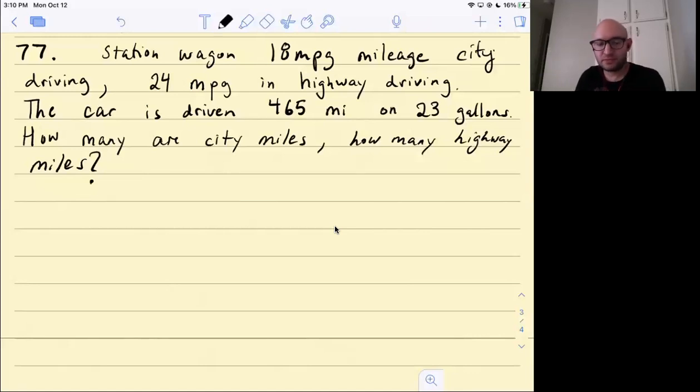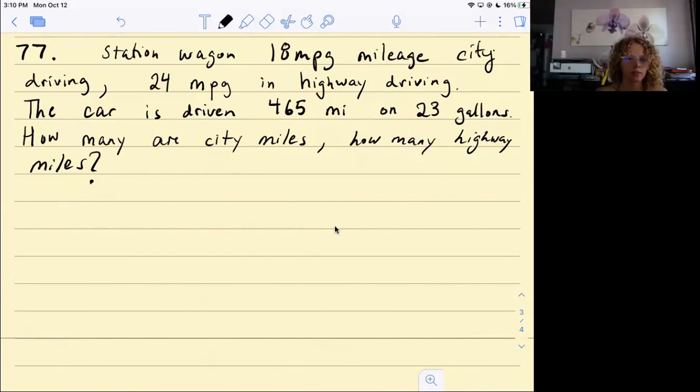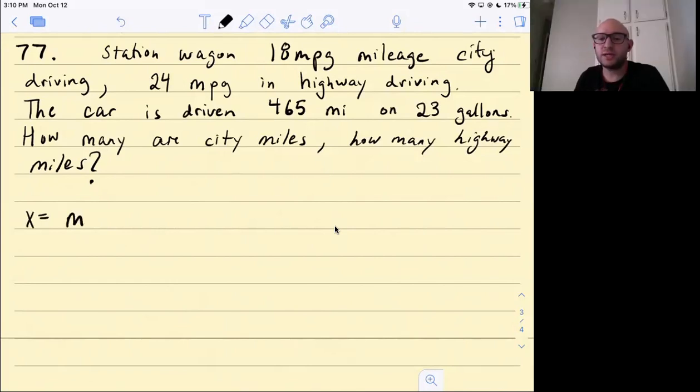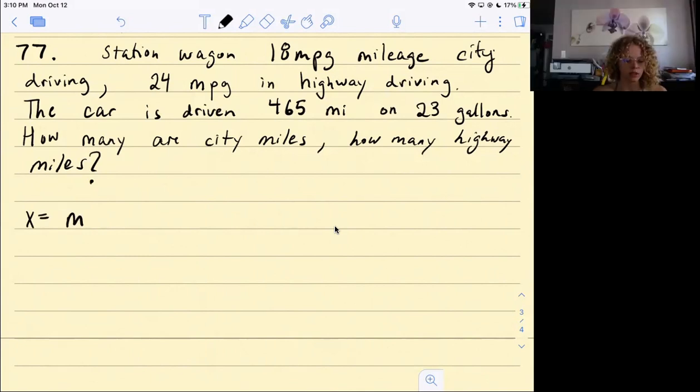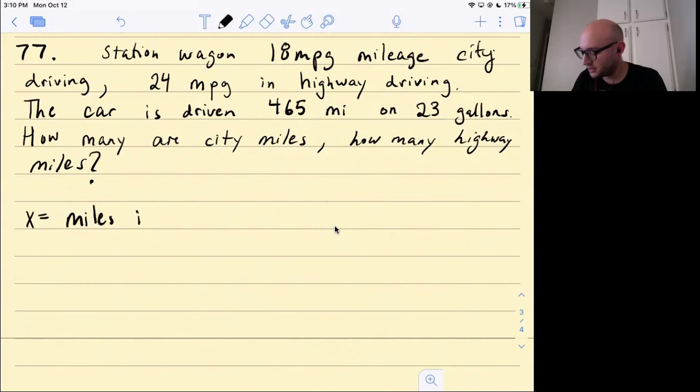Nice. Lily, do you want to share your idea for the setup, just for the variables? So I was thinking X is miles in city and then Y is miles around the highway, I guess. I like it. Just read what the question is asking for. That's a great place to start with your variables. So X is miles driven in the city, and Y would be miles on the highway. Okay, based on that, what is the easiest equation we can write down?